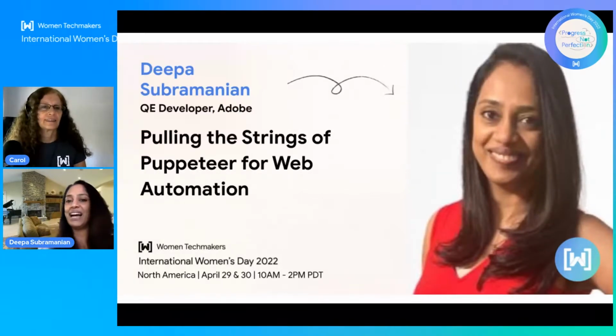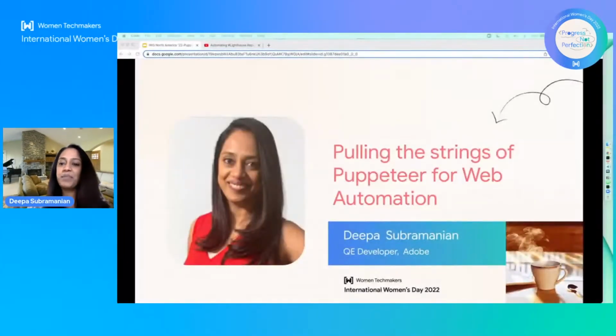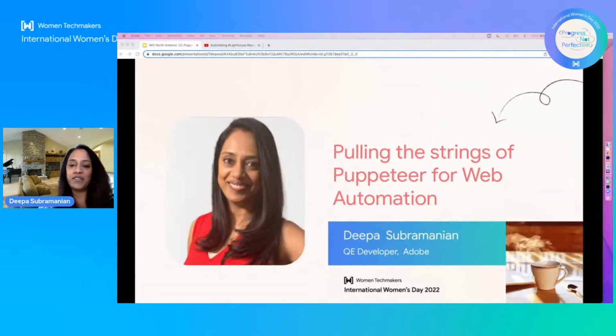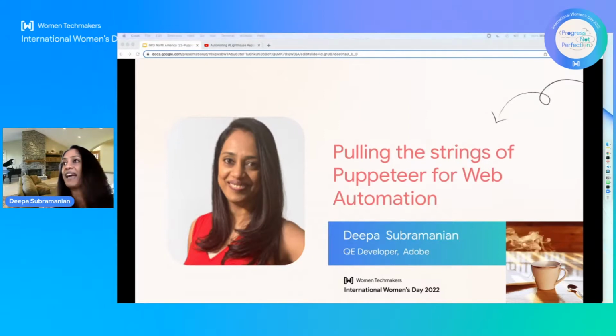Hello, everybody. Today we will learn how to pull the strings of a Puppeteer for web automation. My name is Deepa Subramanian. I am a QE developer at Adobe. I've been working as a test professional for over a decade. I also build front-end and full-stack web applications. I'm also one of the organizers at GDG. And fun fact about me is I'm a coffee addict. So if you're up in the San Francisco area, let's catch up with a cup of coffee.